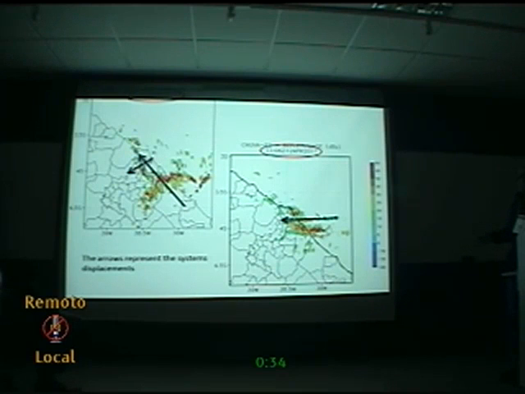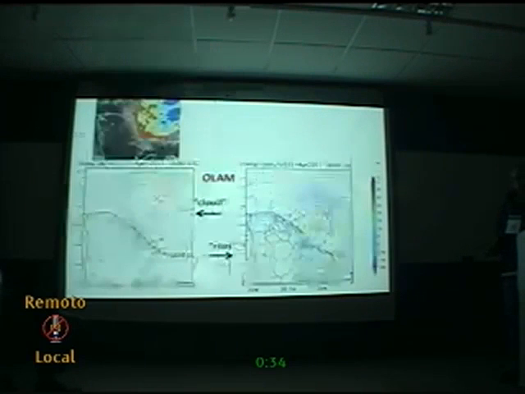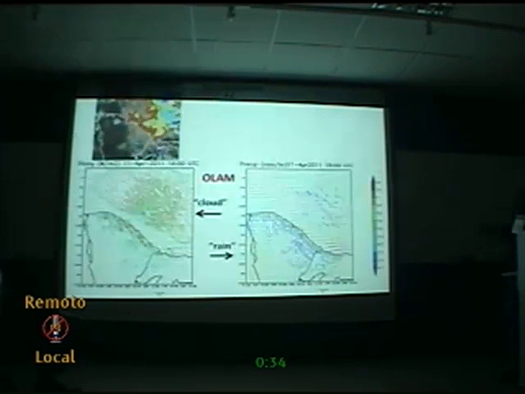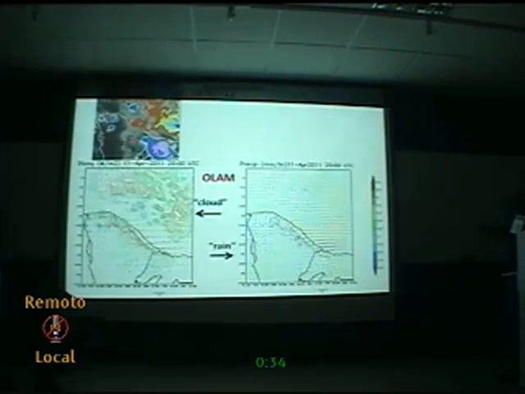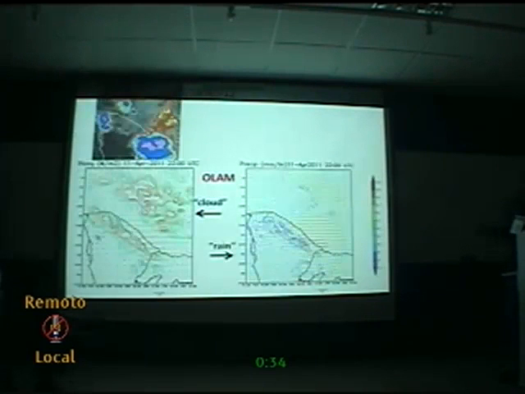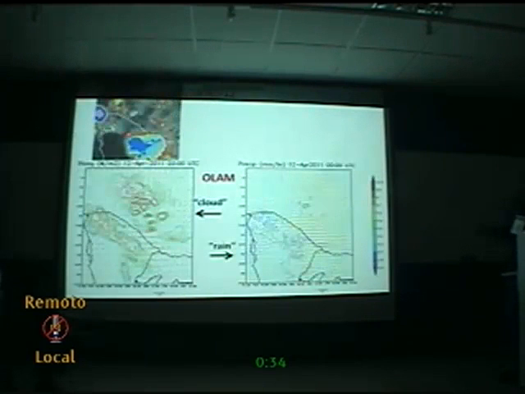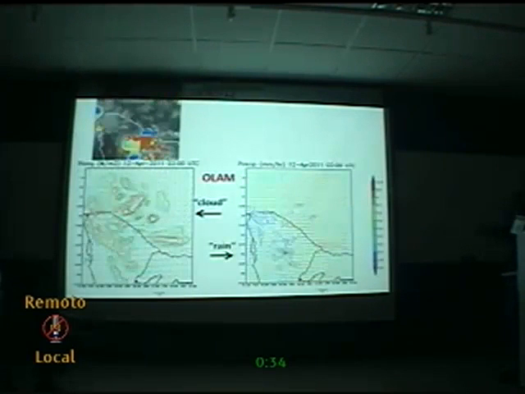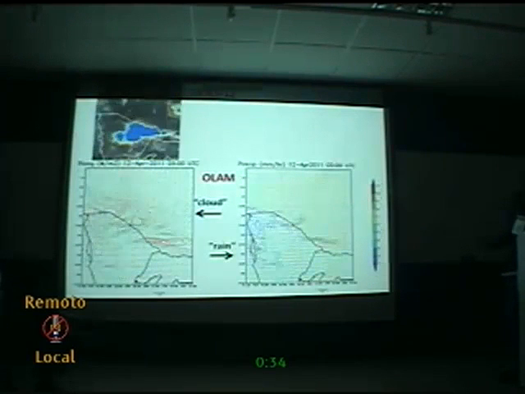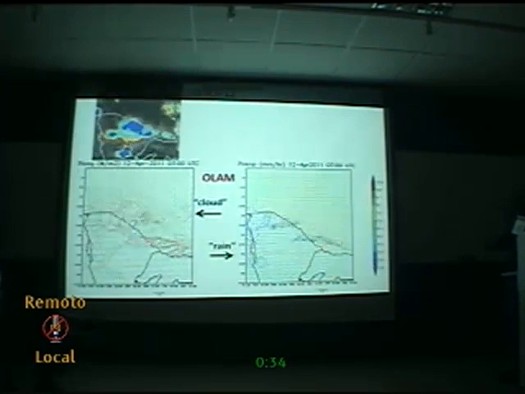After some time, if the wind blows from the east, we can have systems that move from here to here. And this is a particular case for 11 April. The systems move from the east and enter the state of Ceará and move from here. The model shows very well the approach of these systems from here.